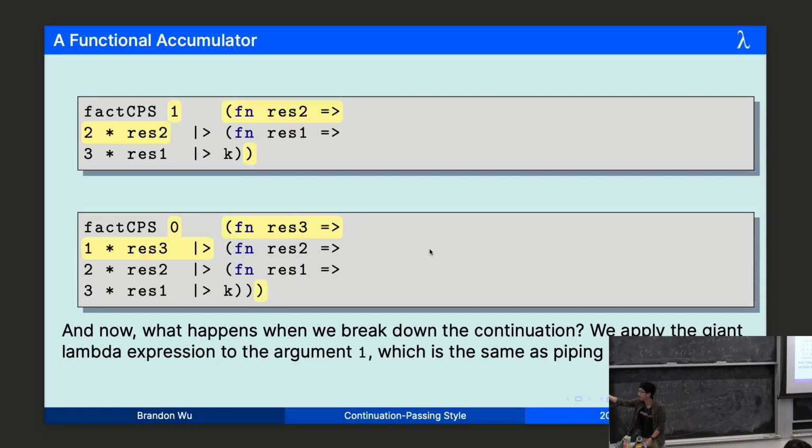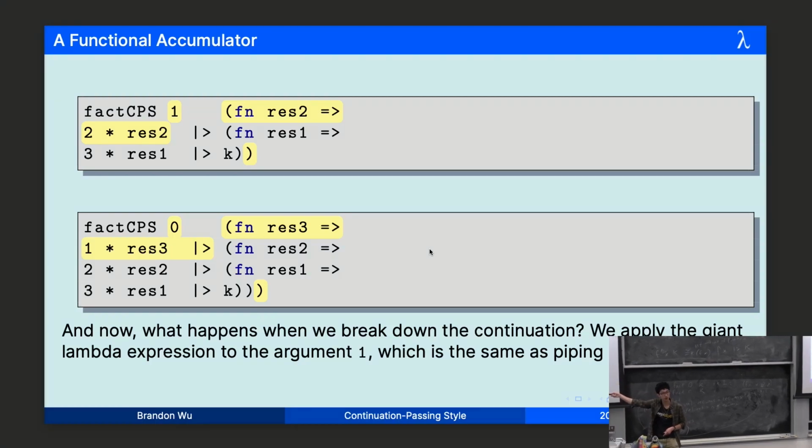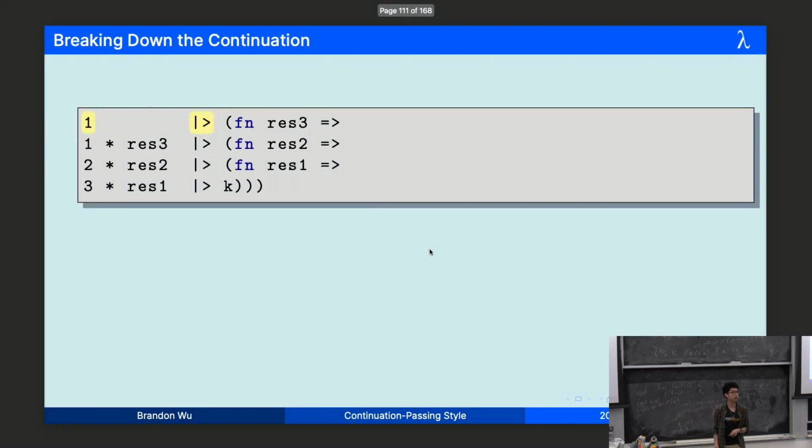Do you see how the continuation has been an accumulator? I just keep recalling my recursive thing, but I make the continuation bigger, by these yellow things. Now let's see how it's broken down. How do I break down this continuation? I'm going to do this.